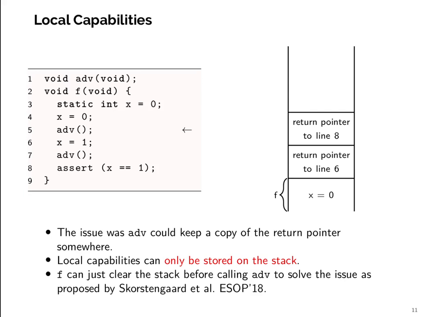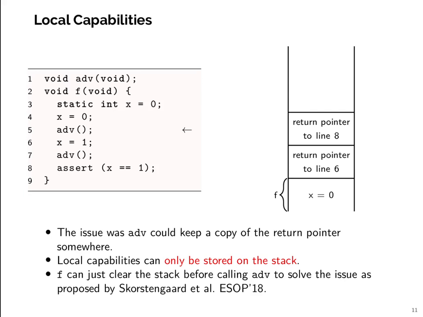And local capabilities are, to simplify a bit, just capabilities that can only be stored on the stack. And if we go back to the awkward example that I talked about, the issue was that for well-bracketed control flow, the adversary could keep a copy of the return pointer either on the stack or on the heap. But if the return pointer is made local, then it can only be kept on the stack.